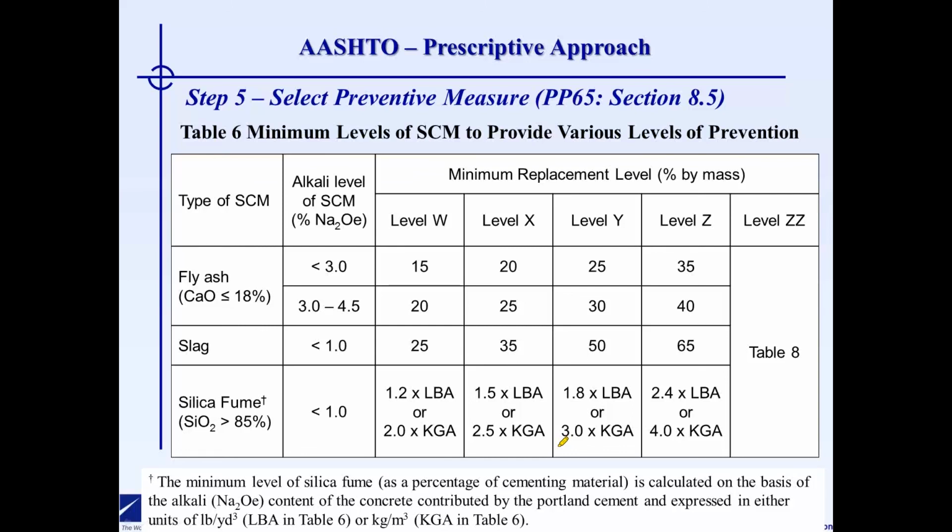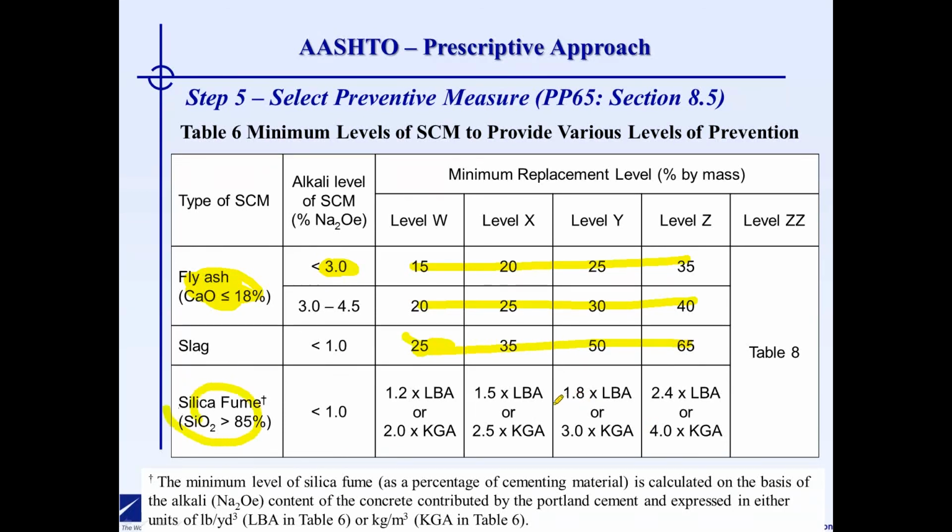If we decide to use SCM, we come to Table 6. And Table 6, I don't want to spend too long on this. It seems a little bit complicated to begin with. But Table 6, let's look at fly ash. With a prescriptive approach, we're only permitting low calcium fly ashes. And for a low calcium fly ash, the level of replacement, this is a minimum level of replacement now, goes from 15 for level W to 35 for level Z. Slightly higher alkali cement, we need slightly more. If we've got a slag, we go from 25 for level W to 65 for level Z.